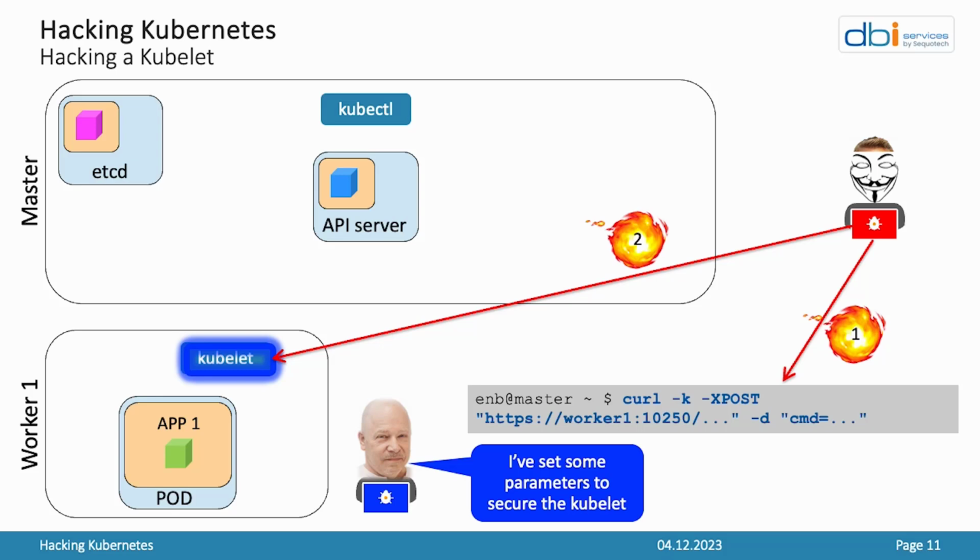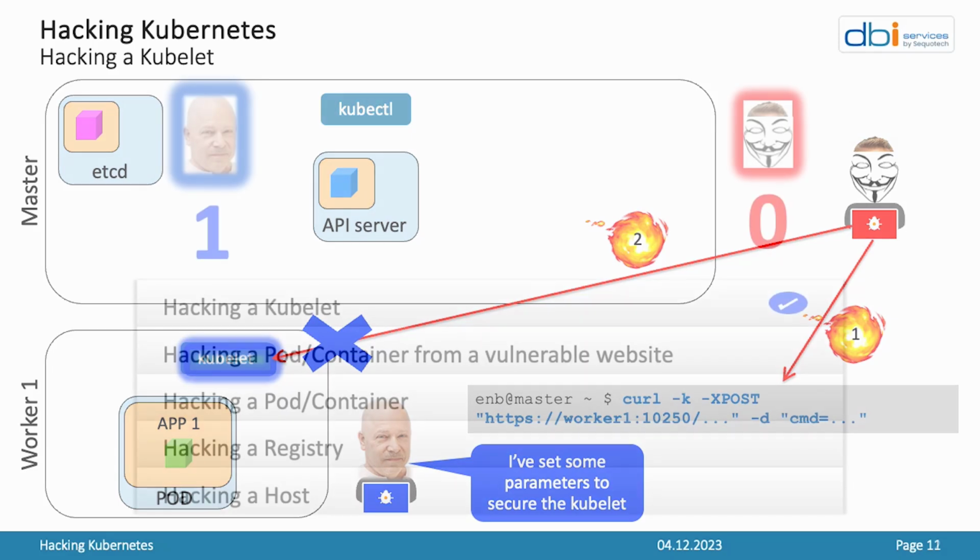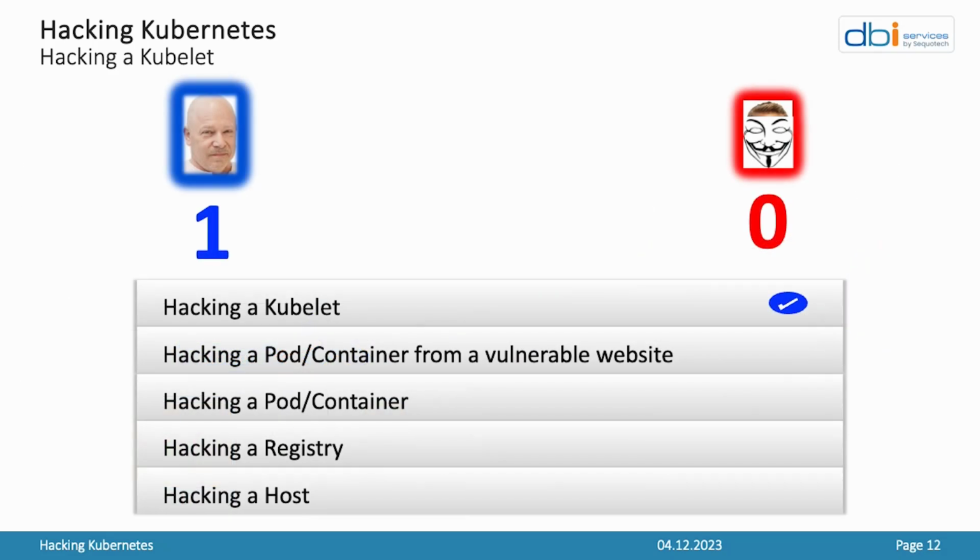And that is Dominic. He is our security officer at DBI Services, and he just has set some parameters into the kubelet configuration to mitigate that attack that is not possible anymore. This attack has been successfully mitigated, and so it's 1 point for the blue team.